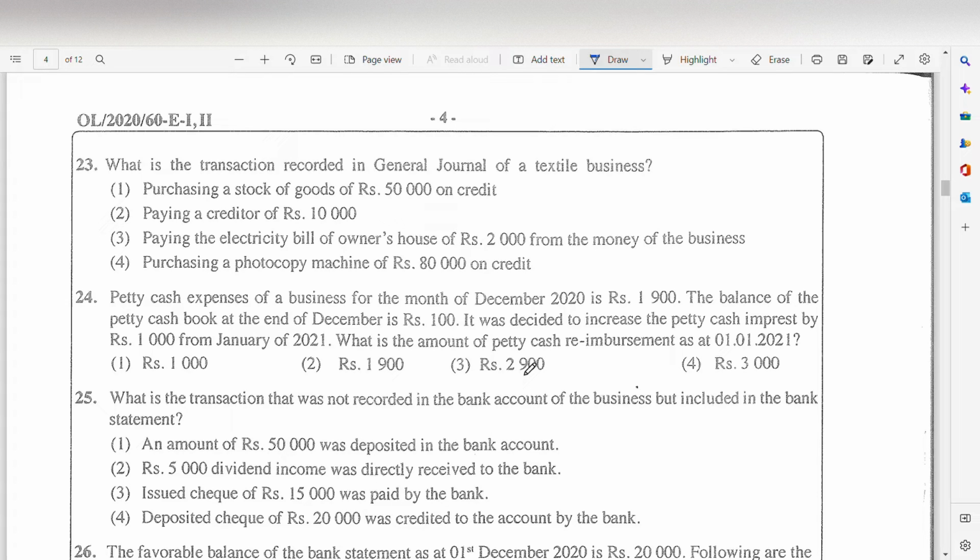23rd question. What is the transaction recorded in general journal of a textile business? Now, what do you record in a general journal? You record any transaction that cannot be recorded in any other prime entry book. Okay, that's what you record in a general journal. So let's go through each transaction and see what's the relevant prime entry book.